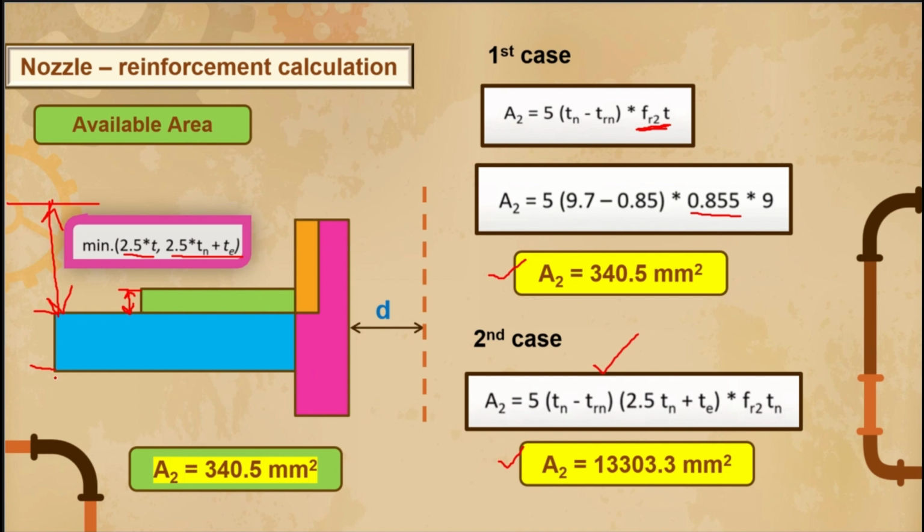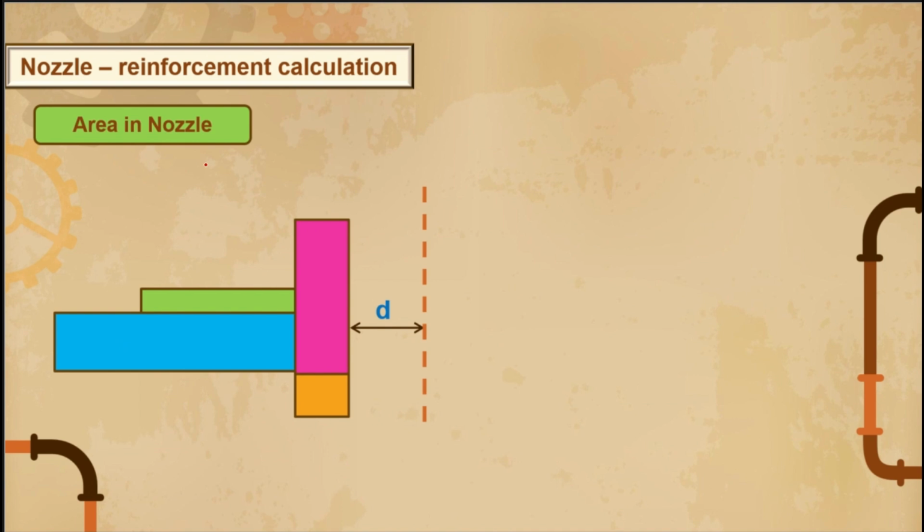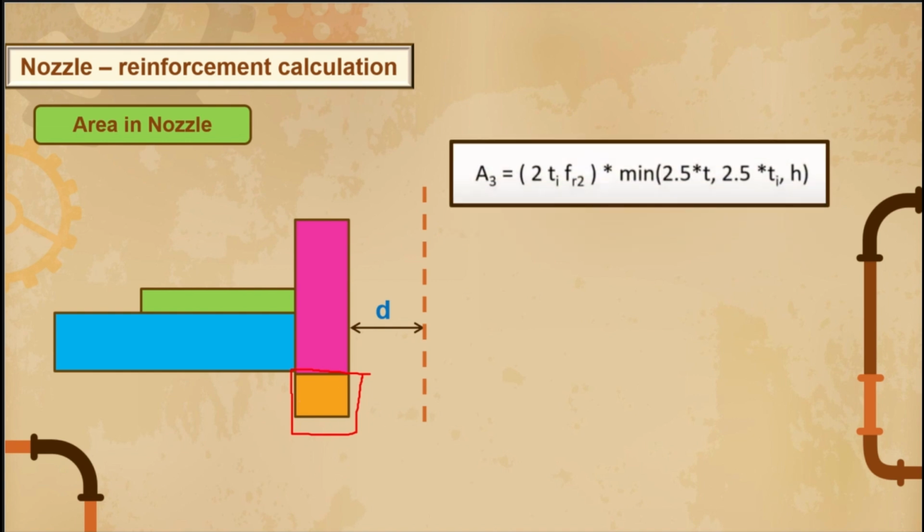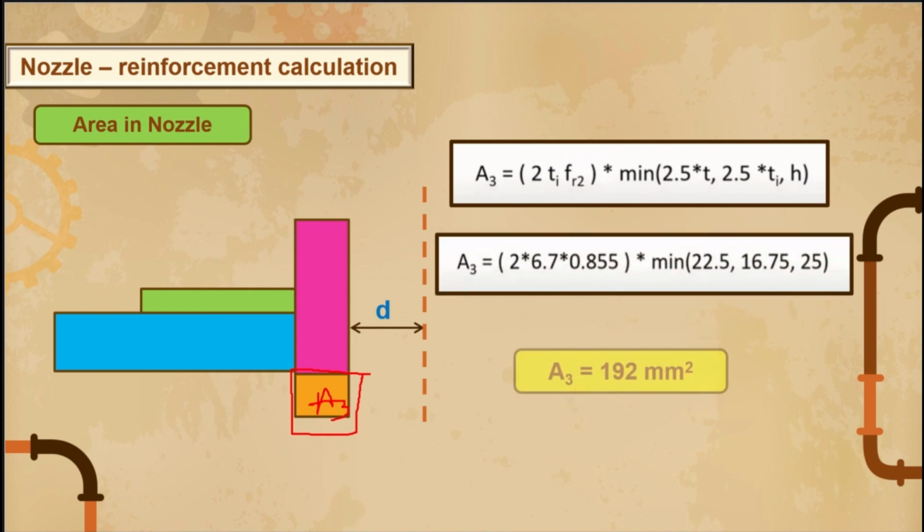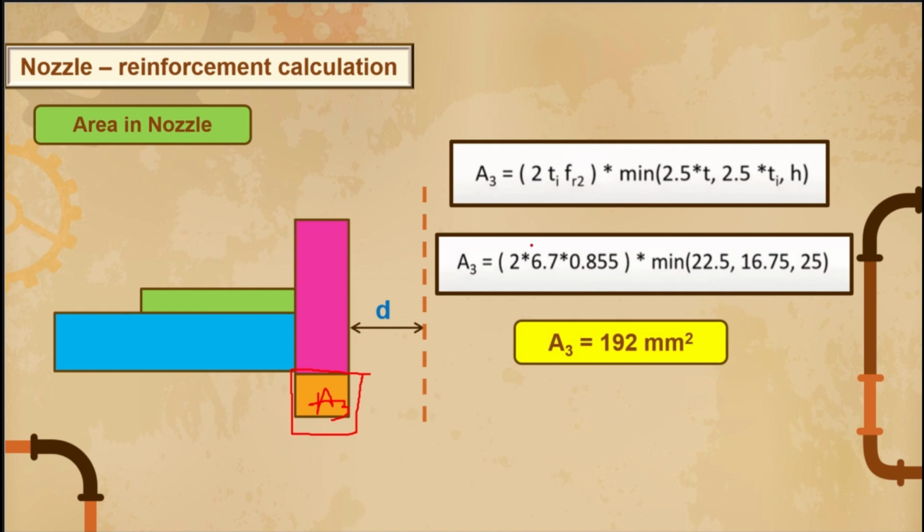We calculated A1, that is parallel to the vessel, and we calculated the A2 value, that is nominal to the vessel, guys. Let's try to calculate the area in the nozzle. What is the extra area available in the nozzle? Because this is the extra area available in our case, we need to find out A3. This is the A3. If you calculate A3, you will get 192 mm square. I'm not explaining all these values, guys, because you will find all the terminology in the code book. I already explained all about this in the UG-37 session, so please refer to that video so you will get a better understanding.